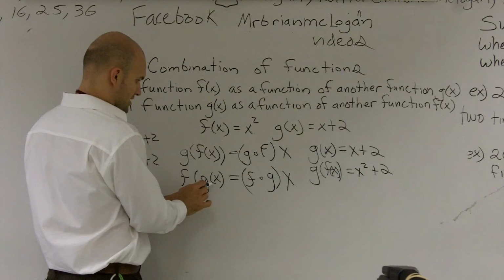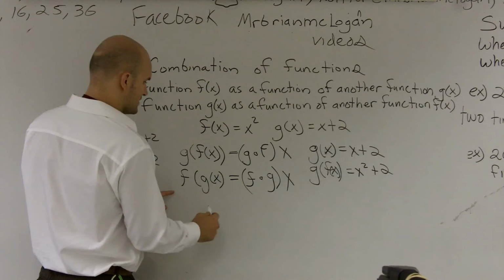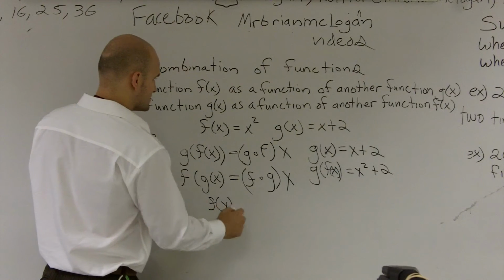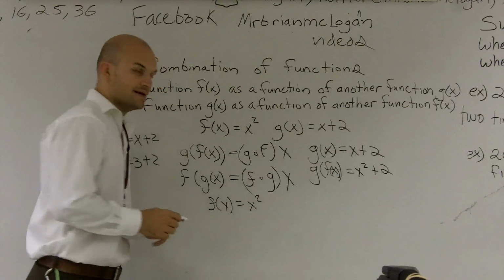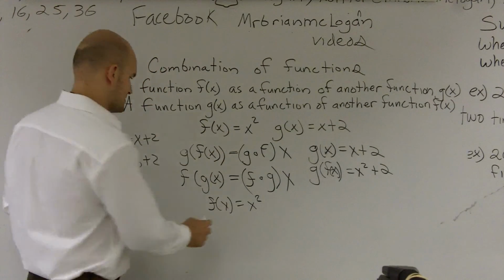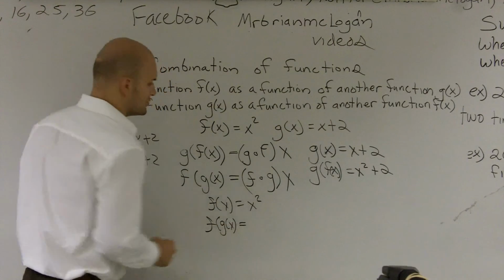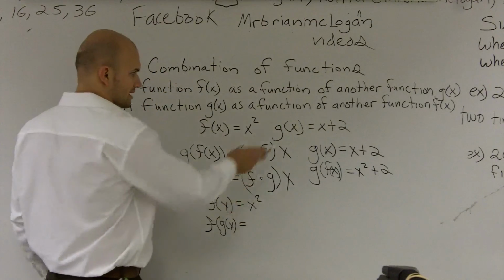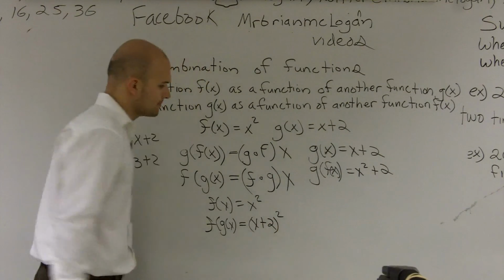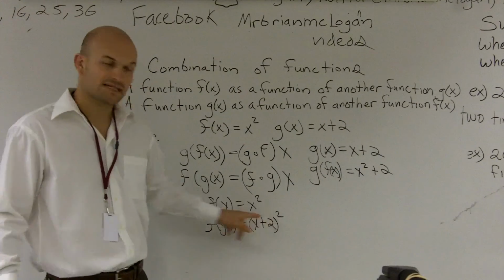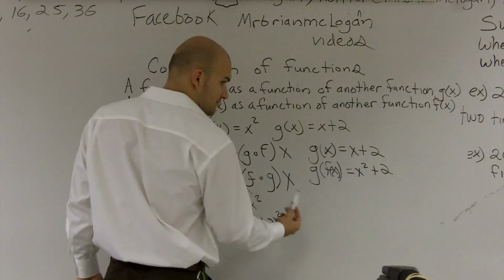Now, for this one, we need to determine, we're going to plug g of x into f of x. So I first need to determine what f of x is. F of x is x squared. And now I'm going to plug in g of x. So I do f of g of x into my other equation. So g of x is x plus 2, so x plus 2 squared. Now for this problem, I can expand this out a little bit more. Not really simplify, but just expand it out.